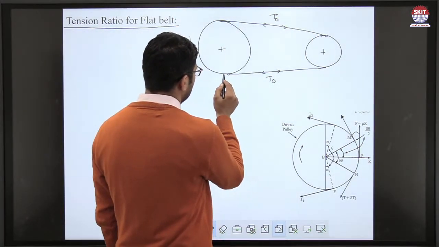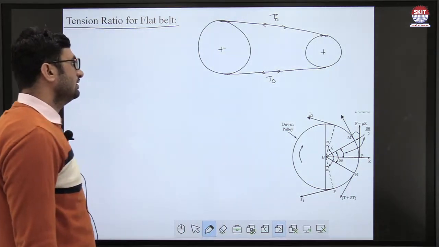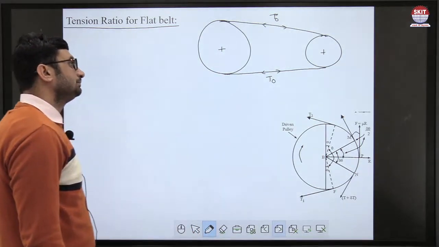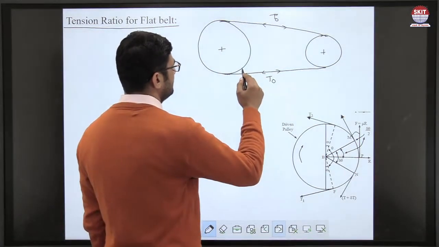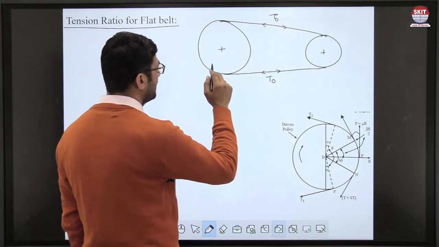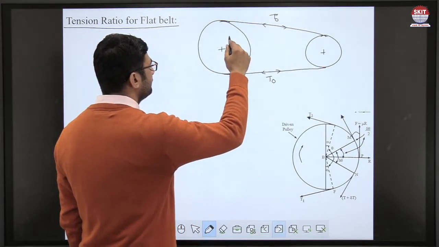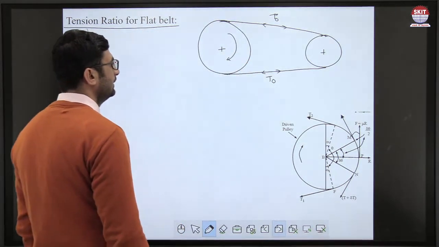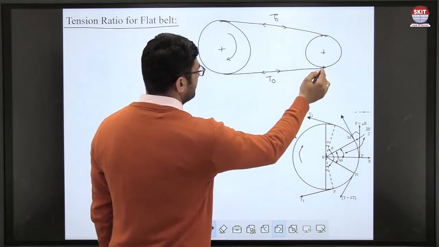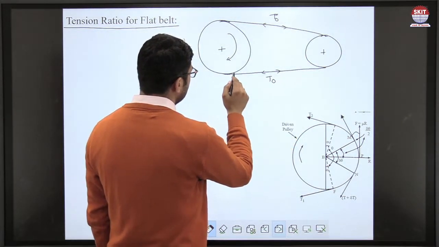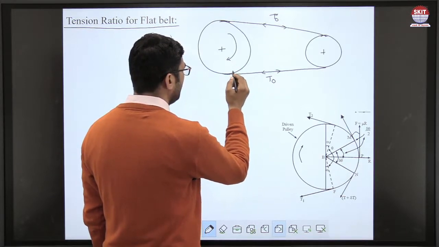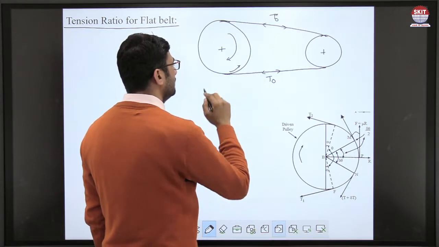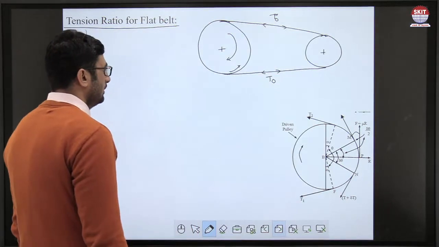And this change of the belt tension depends on the direction of the driver pulley. Suppose the bigger pulley is the driver pulley, and it rotates in the clockwise direction. Then this pulley is in a stopped condition and this pulley starts rotating. Then on the pulley, the friction force applies in that direction, because on a moving body, friction force applies in the opposite direction.